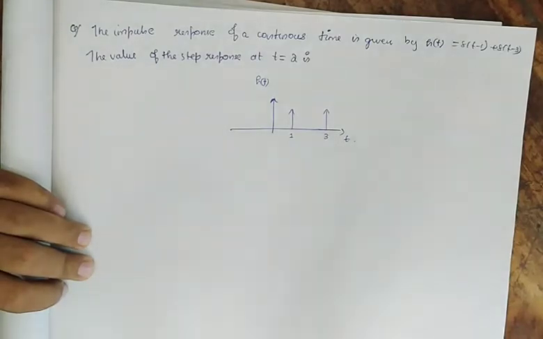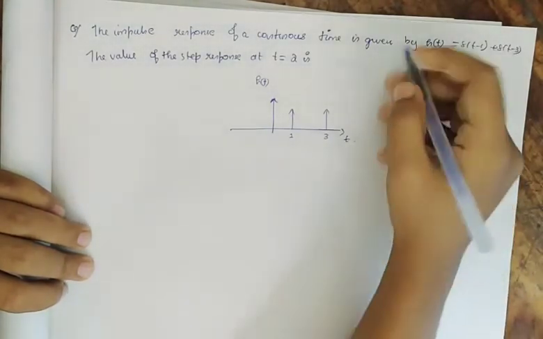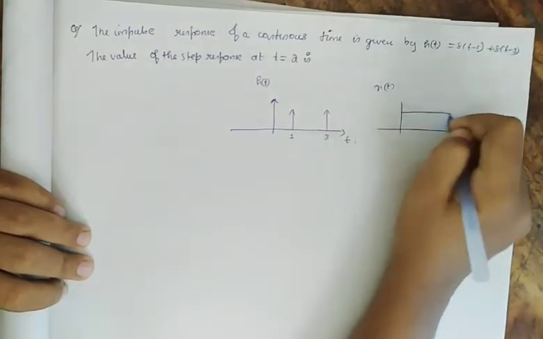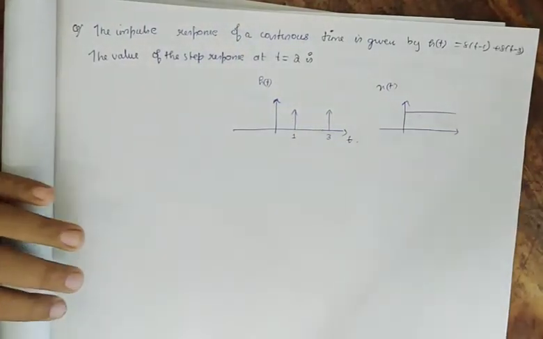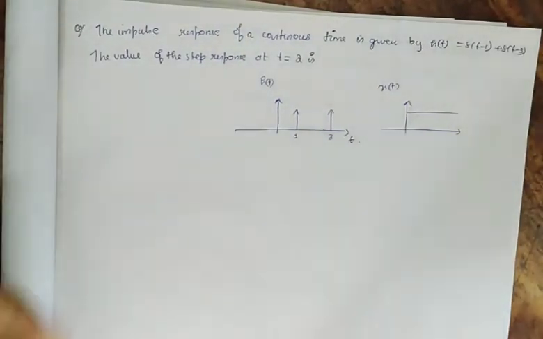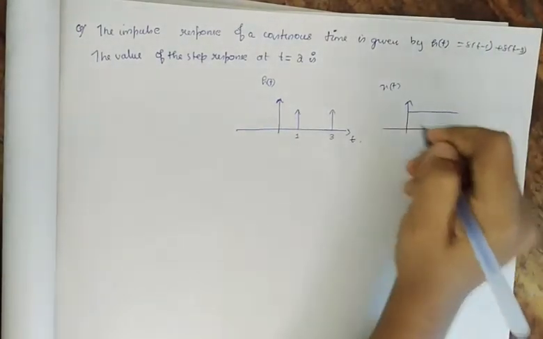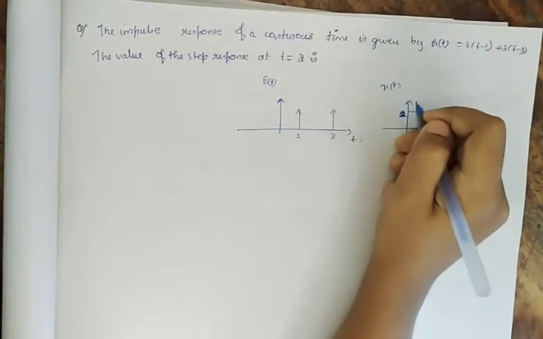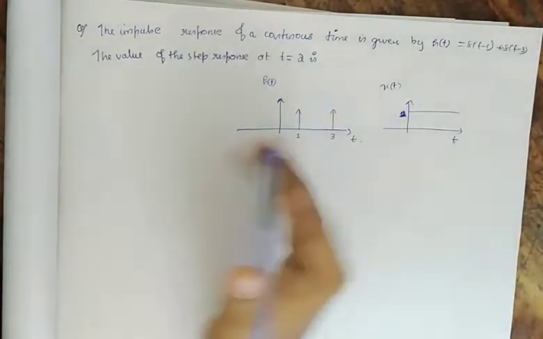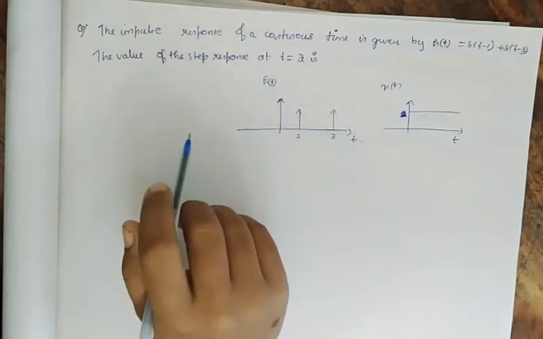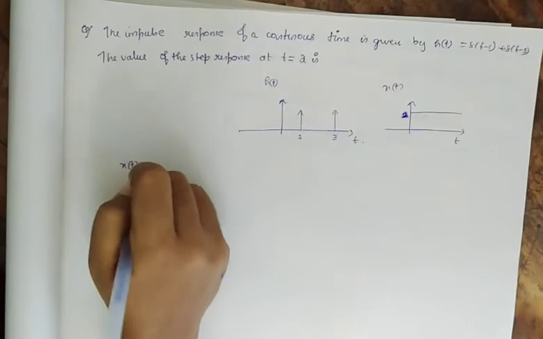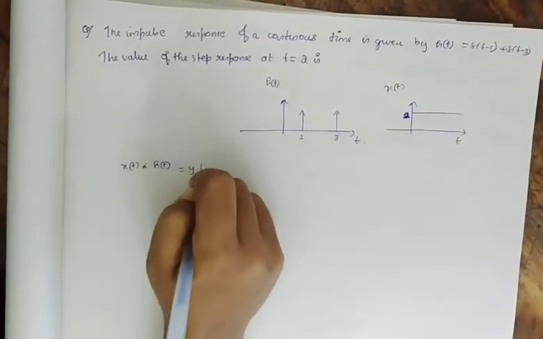To find the step response means the input is a step signal, so x of t is a step signal. To find the impulse response, the input is an impulse. To find the ramp response, the input will be a ramp. Here it is the step response, so the input given is a step signal, which is 1. Now we have to find the value of the step response at t is equal to 2 seconds. That is x of t convolution h of t, which is our y of t.